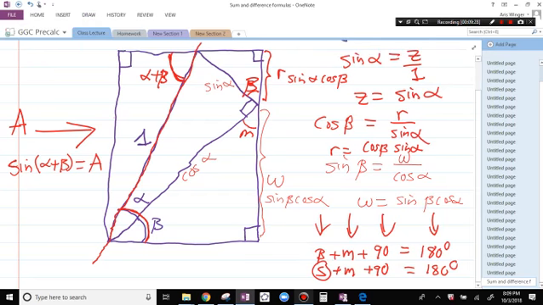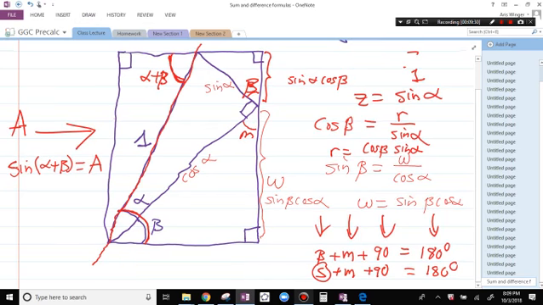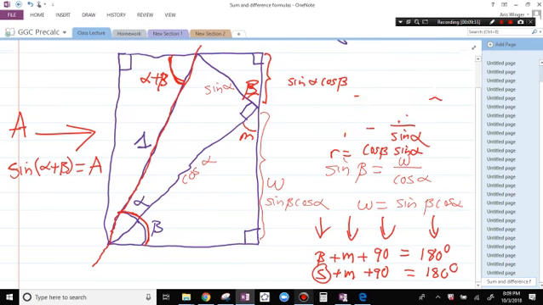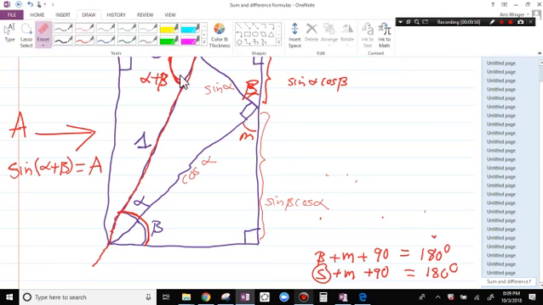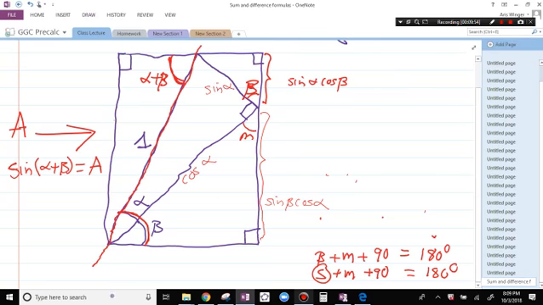Are you ready? That part is sine alpha cosine beta. This part is sine beta cosine alpha. That's one side of this rectangle, and look at the other side. Two opposite sides of a rectangle have to be equal. The sine of alpha plus beta is sine alpha cosine beta plus sine beta cosine alpha.